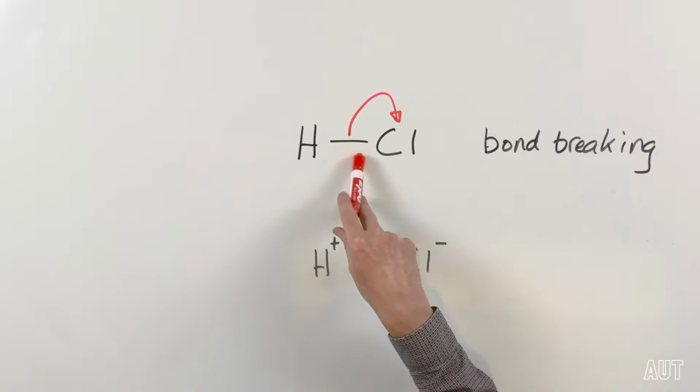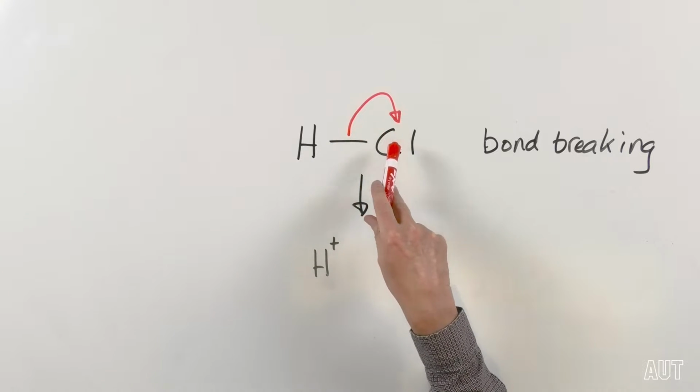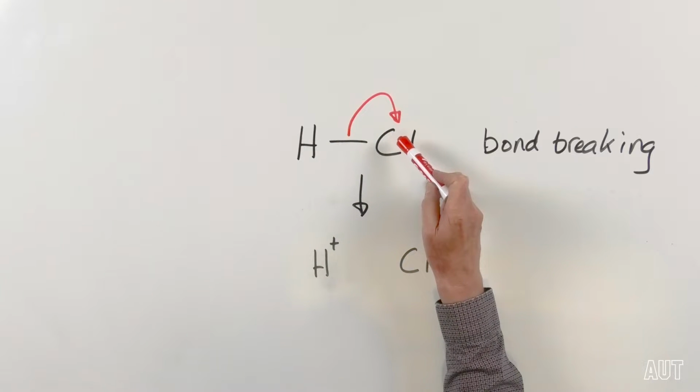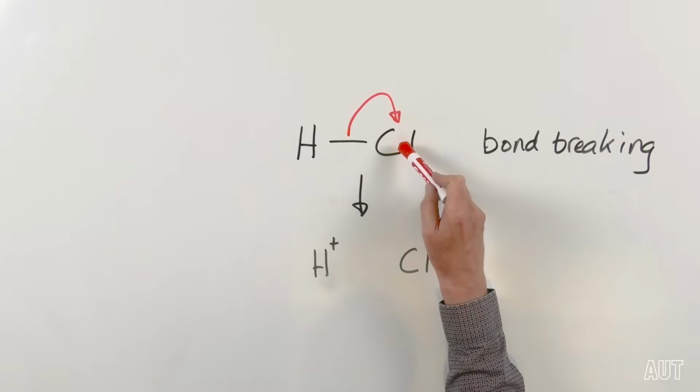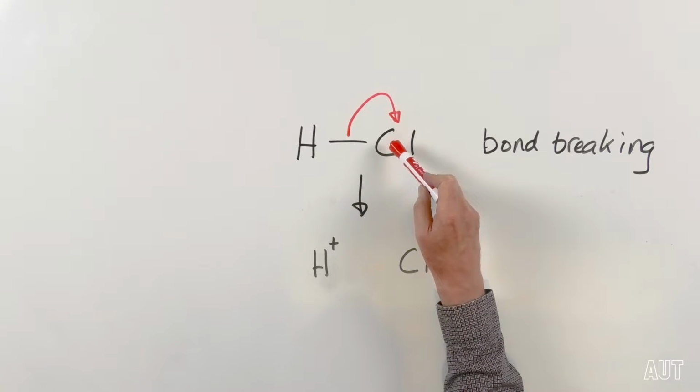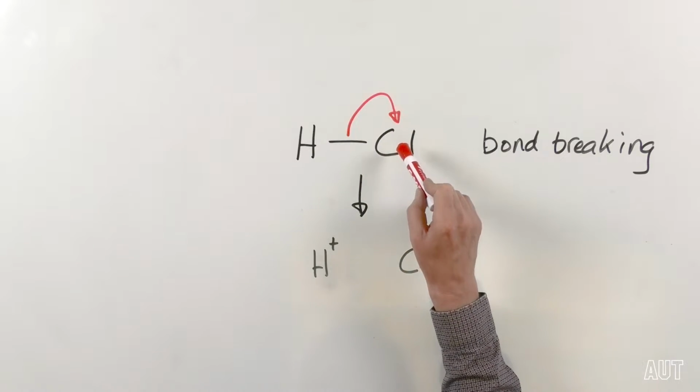Now that's a bond breaking process, and when it comes to drawing mechanisms, you will be drawing the breaking of bonds an awful lot. So remember, when you're breaking a bond, the tail of the arrow starts halfway along the bond that you're breaking. The head of the arrow goes to wherever that pair of electrons is going to end up, generally on one particular atom.